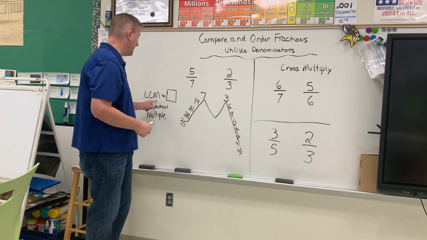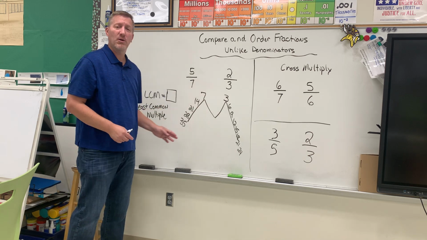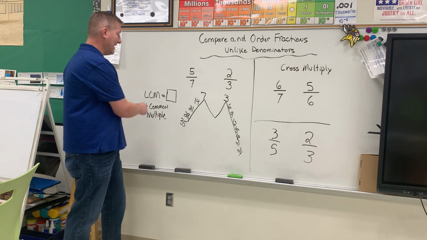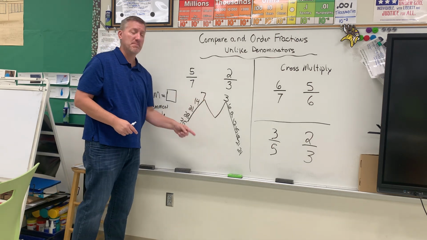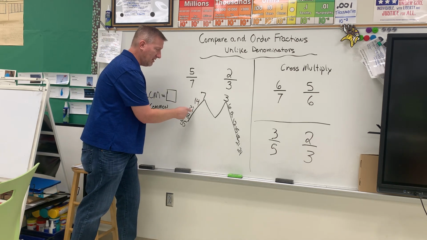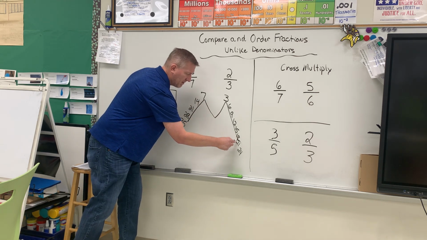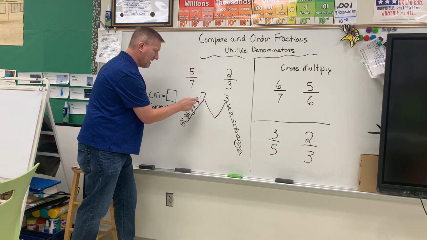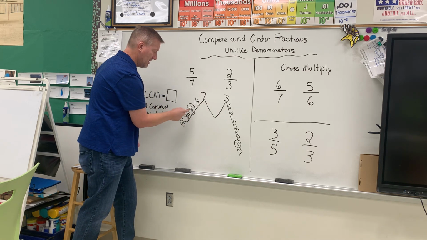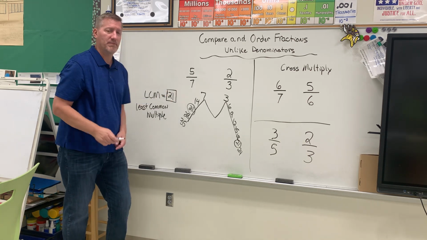And then you want to find the least common multiple, the smallest one they both have in common. So the least common multiple is the smallest number that both 3 and 7 have in common. If you look here, I see they both have 21 in common. And I don't see another number smaller that they both have in common. So I think the least common multiple is 21.